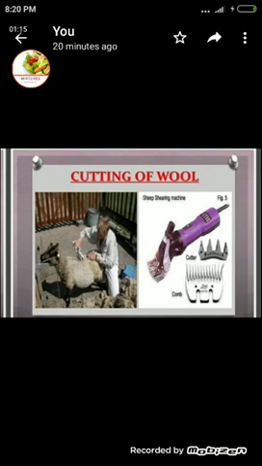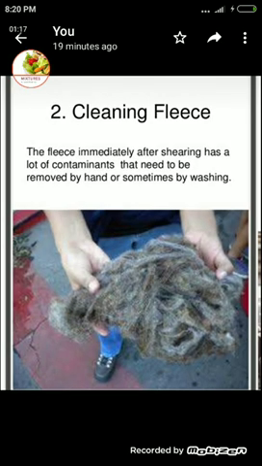Now the second process is scouring. Scouring means cleaning the dirt, dust and grease found in the hair of the sheep. This process is called scouring, and it is done by machines and also in tanks.